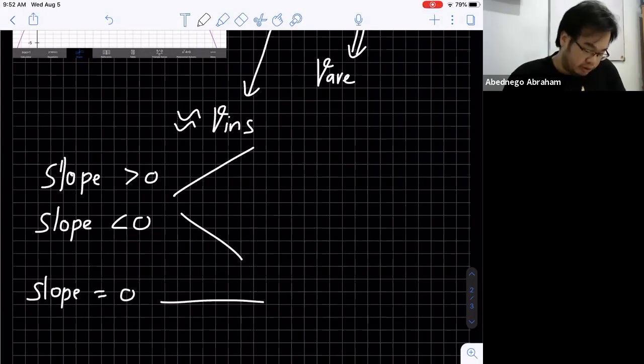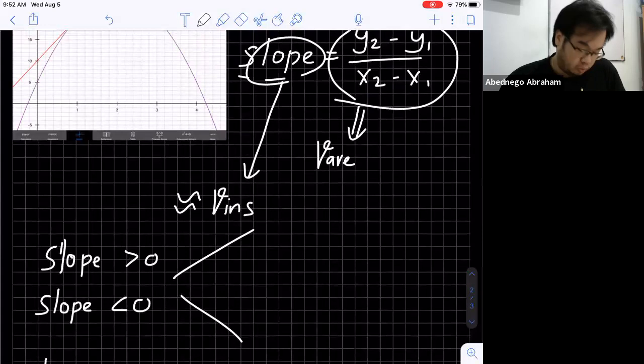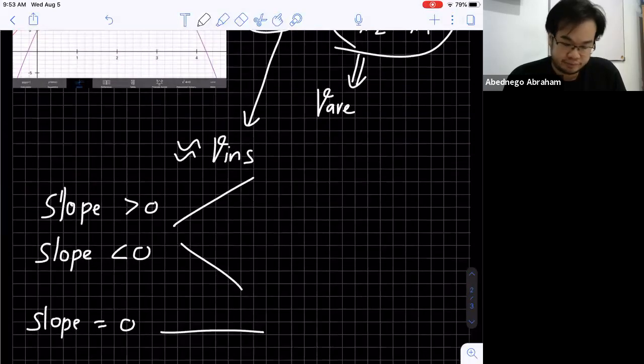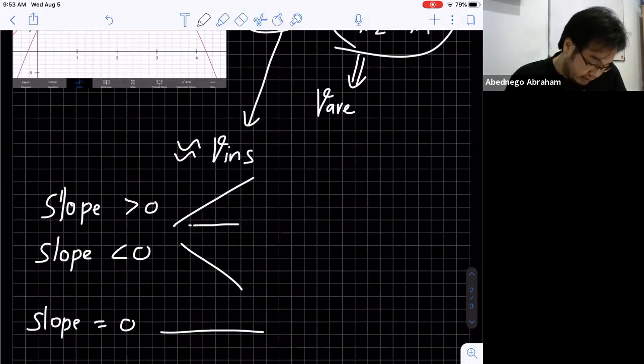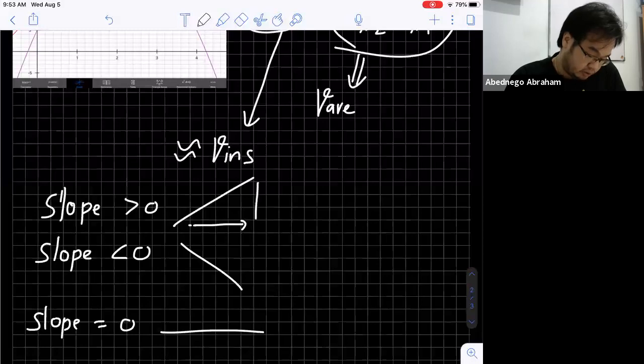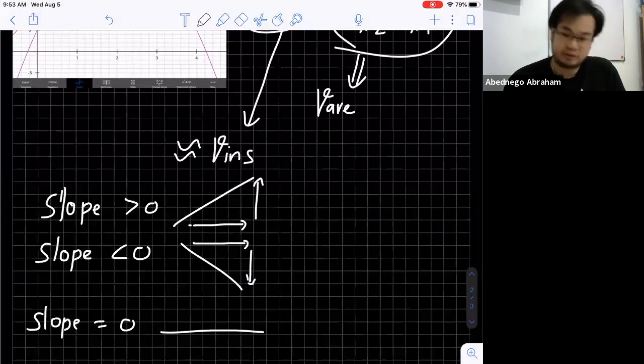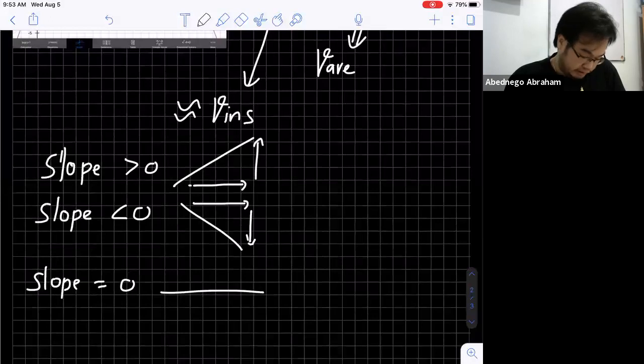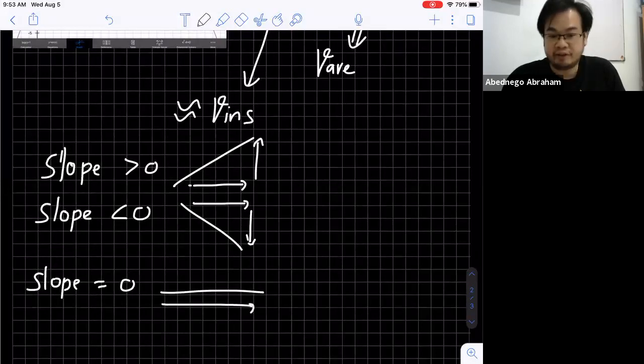Okay, so how do we know whether our graph is increasing or decreasing as x increases? You just need to check the slope. If the slope is positive, then as x increases, y will also increase. And if the slope is negative, then as x increases, y will decrease. And when the slope is equal to 0, then when x increases, the y value doesn't change.